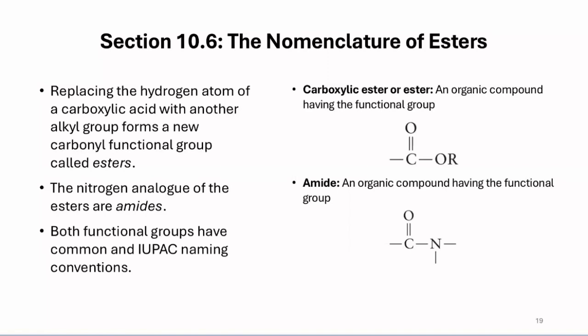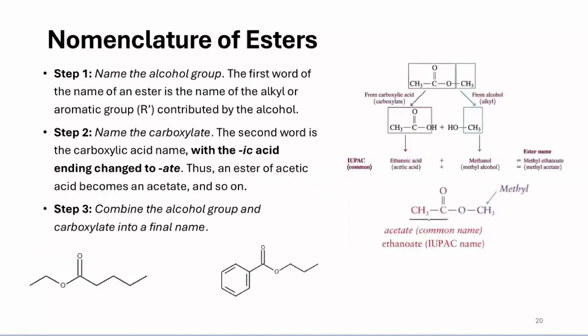Let's now learn how we name at least the esters. In this class, we are not going to go over the nomenclature for amides. In order to know how to name esters, let's understand that, as I just mentioned, esters are carboxylic acid derivatives because they are formed from the combination of a carboxylic acid and an alcohol.